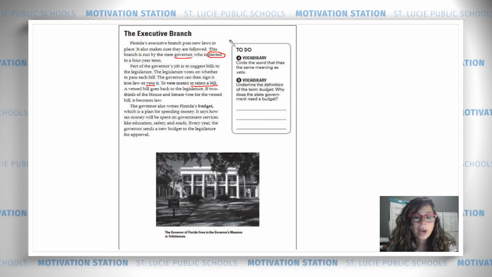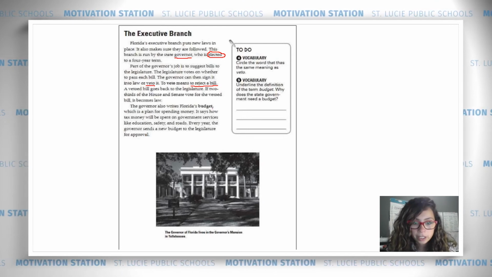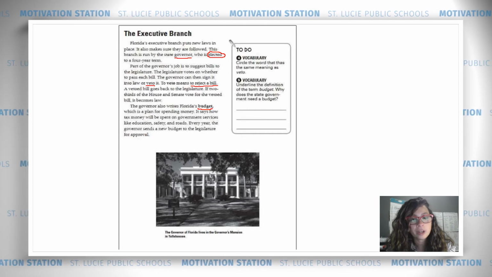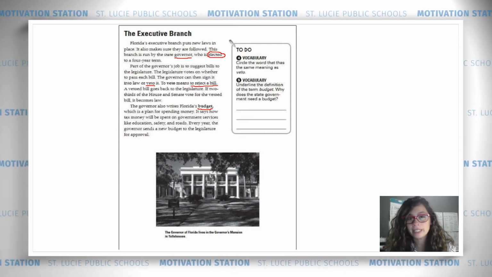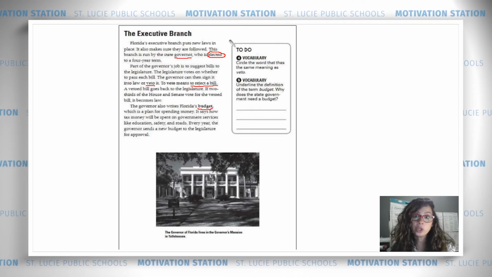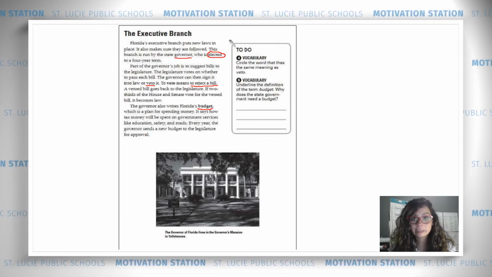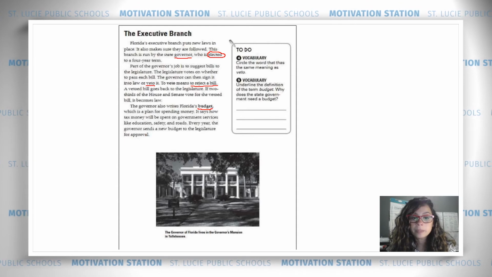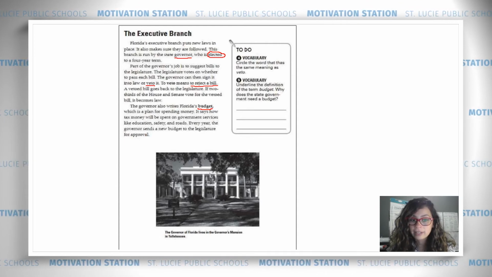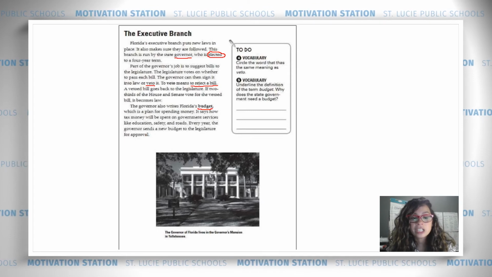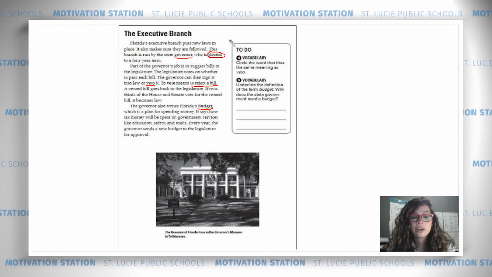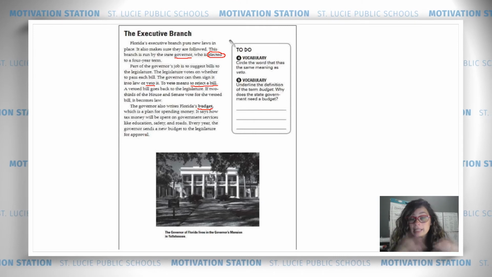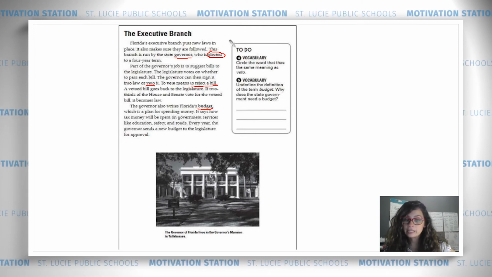The governor also writes Florida's budget. There's another word here, budget, which is a plan for spending money. I think you all have heard that from your parents. We have a budget and we can go over our budget. So the governor plans that budget to know how much he or she is going to spend in our state. It says how tax money will be spent on government services like education, safety, and roads. Every year, the governor sends a new budget to the legislature for approval. So again, the governor is part of the executive branch, and when he writes the new budget, he has to pass it to who? The legislative branch for approval.